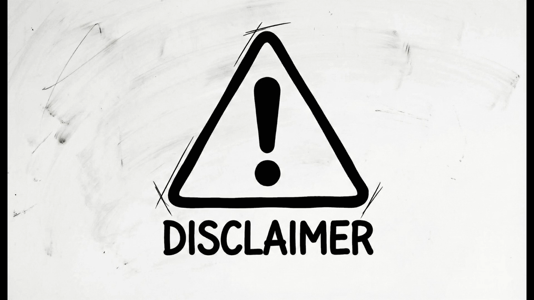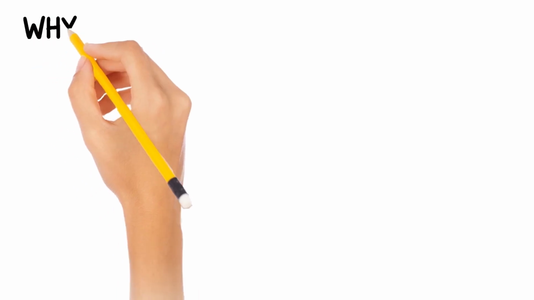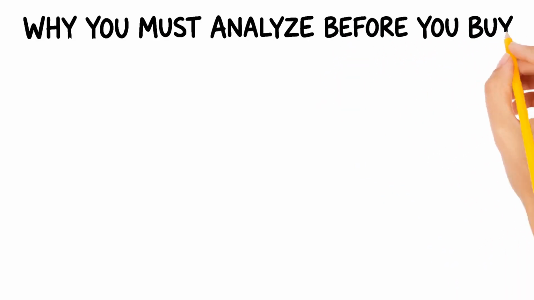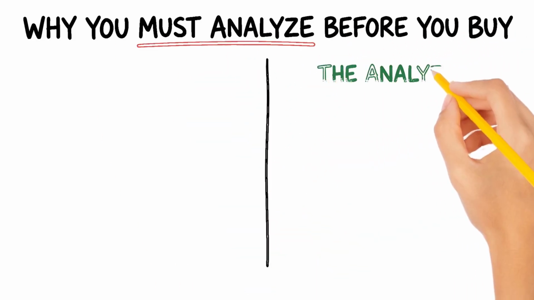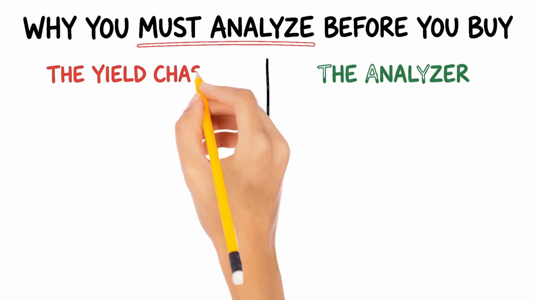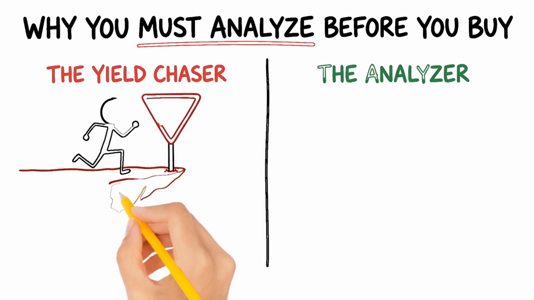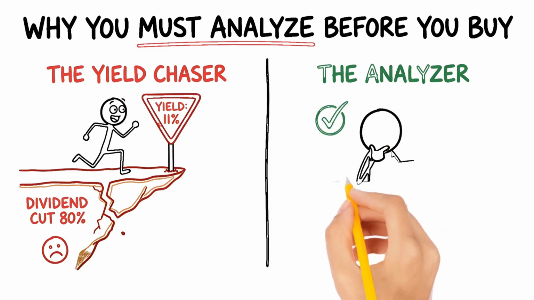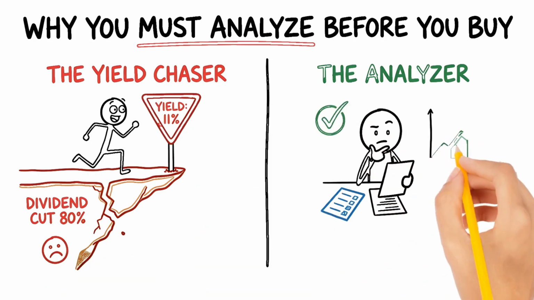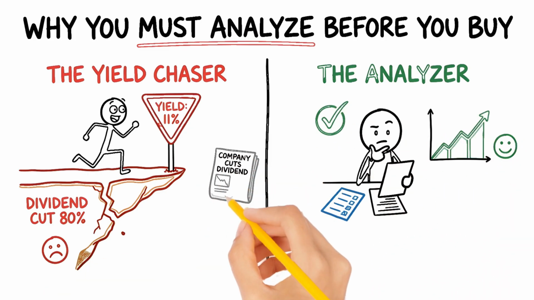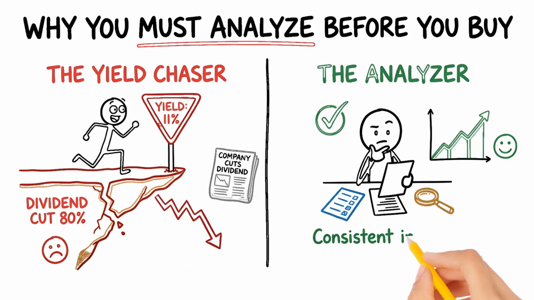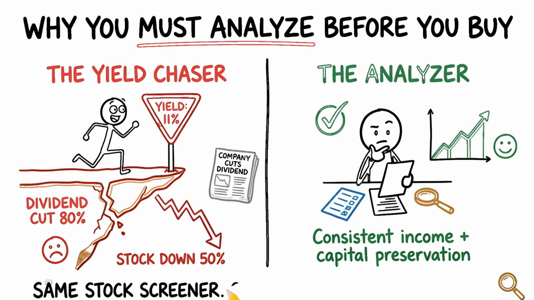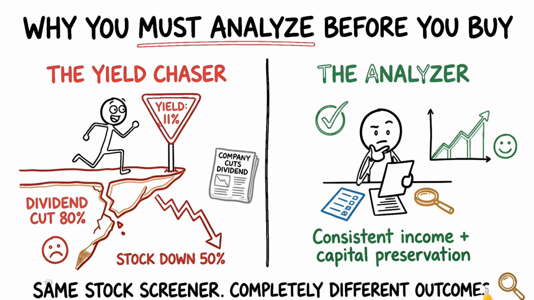Now, let's build this analysis framework. Here's why analysis is not optional. Two investors find the same high-yielding stock. Investor A sees 11% yield and clicks buy immediately. Investor B takes 45 minutes to analyze the company first. 6 months later, the company cuts its dividend. Investor A sees their income drop 80% and the stock price fall 50% simultaneously. Investor B found the warning signs during analysis, avoided the stock, and kept their capital safely invested elsewhere.